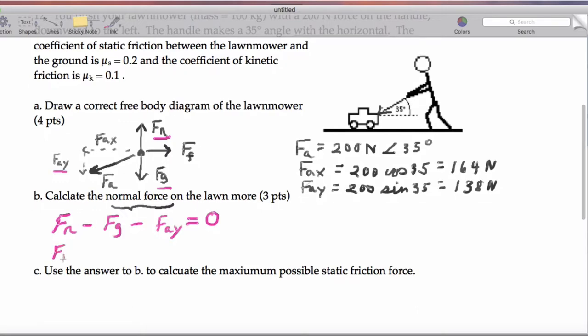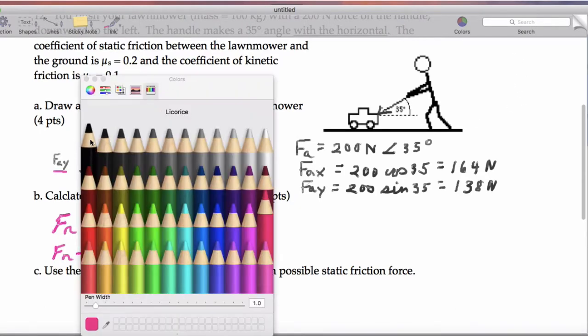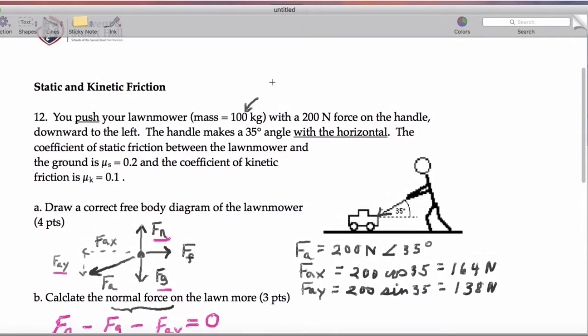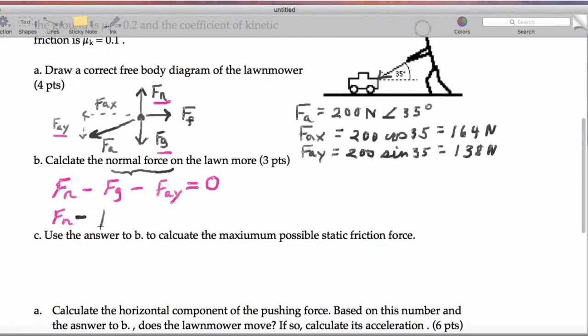So we're going to end up having Fn is my unknown. Once again, let's go ahead and get Fg up here. And that's going to be 1,000 newtons. I know a lot of you just love to write that down right away, which I love. It's great. But for me, I'm just going to be a little bit more careful in my work so that we're all clear on where it comes from. So g is 10 meters per second squared, and this is mass m. And so that's what I'm using in my formula right here. All right, so I have Fn minus 1,000 minus my Fay, which is 138 newtons. And so that's going to give me a normal force of 1,138 newtons.